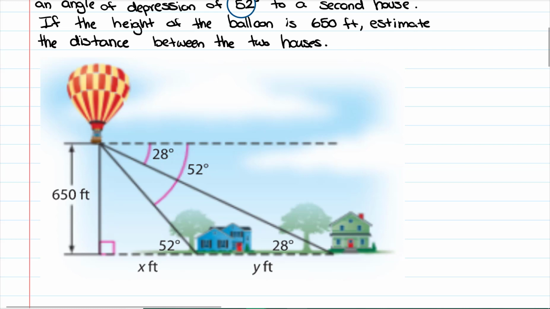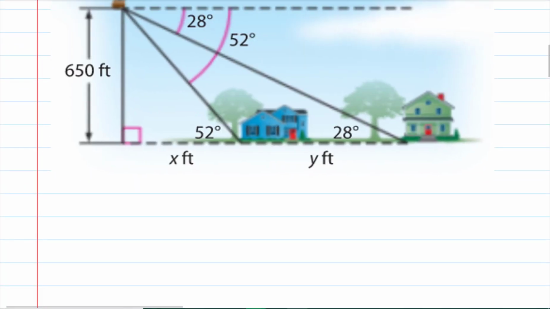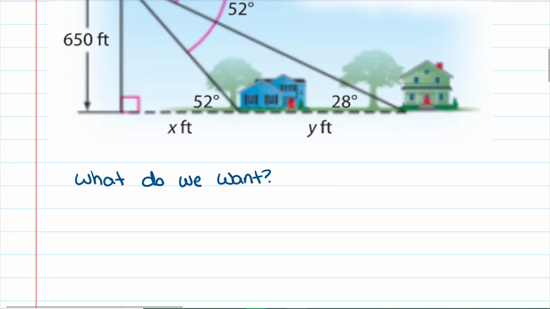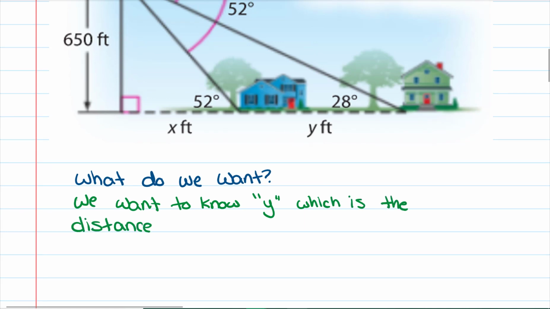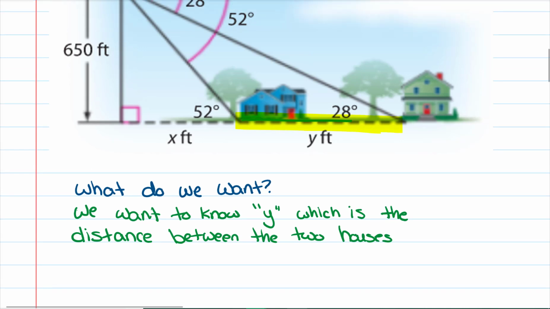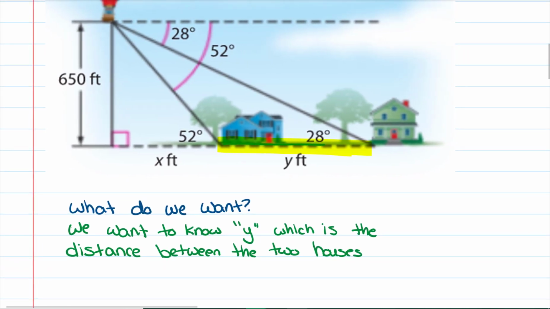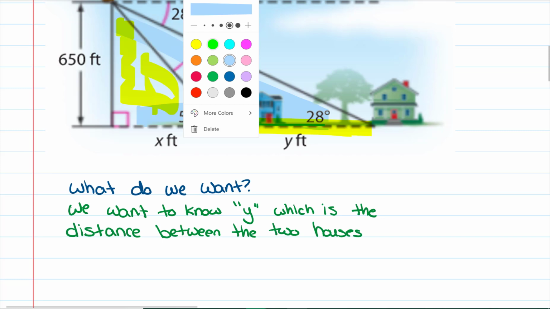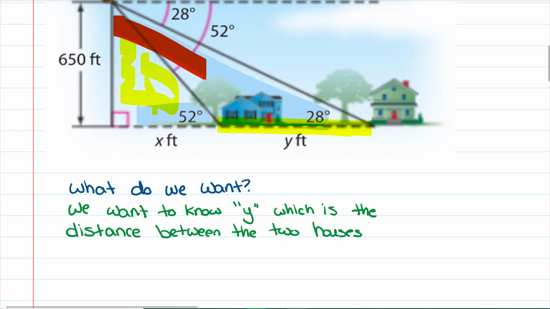So whenever I have problems like this, I typically like to physically write this down. So I physically write down, what do we want? What we want to know is the y, which is the distance between the houses. So we want this distance right here. So what we want to do is take this gross looking thing and create some more simplified versions of it. We can see we have a triangle here, and we can see we have a big triangle here.